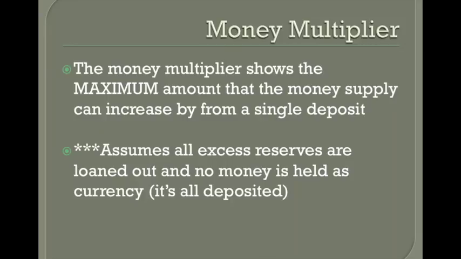Now, obviously that doesn't really happen in real life, right? Everyone usually holds at least a couple of dollars in their pocket or wallet. So this is really just a hypothetical maximum. I'm not saying that literally this is what happens, but it shows how much money it is possible for banks to create. That's what we're calculating: the possible maximum that banks can create.